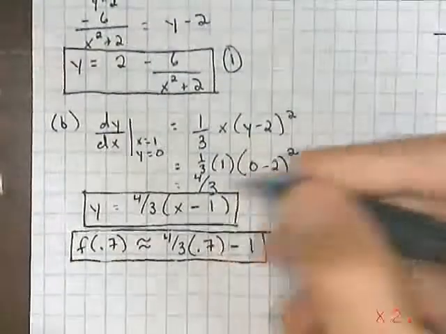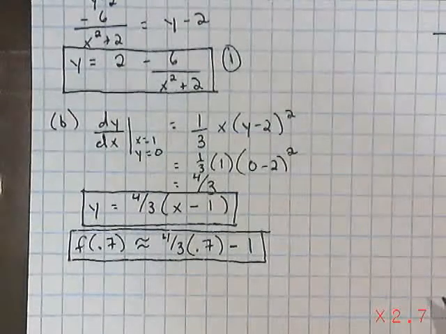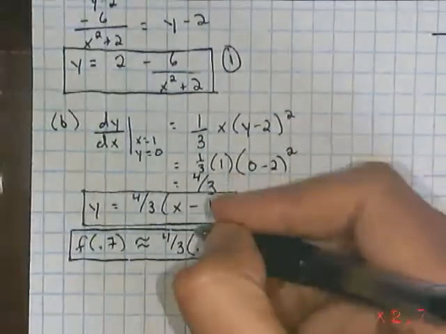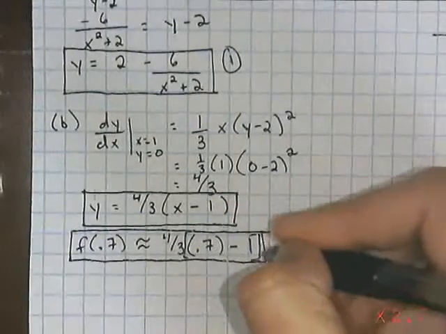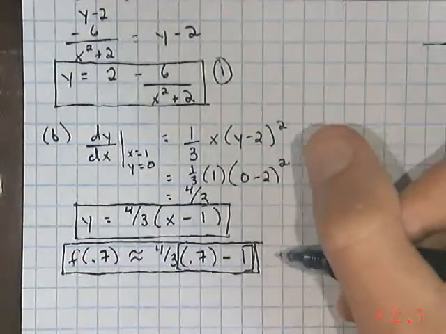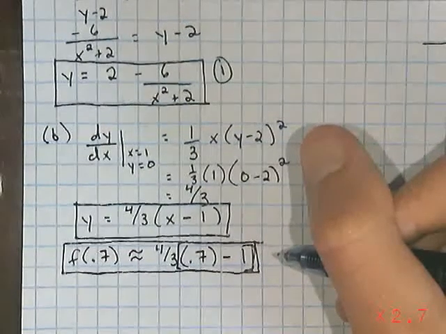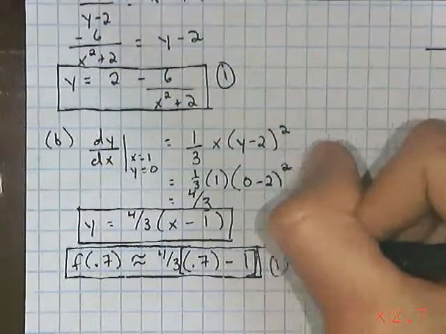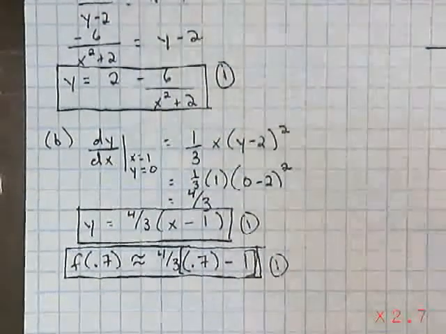Oh, I made a little boo-boo here. You need to have brackets around here. Brackets around here. Okay, this was 1 point for the line, 1 point for the approximation. There's 1 and 2.